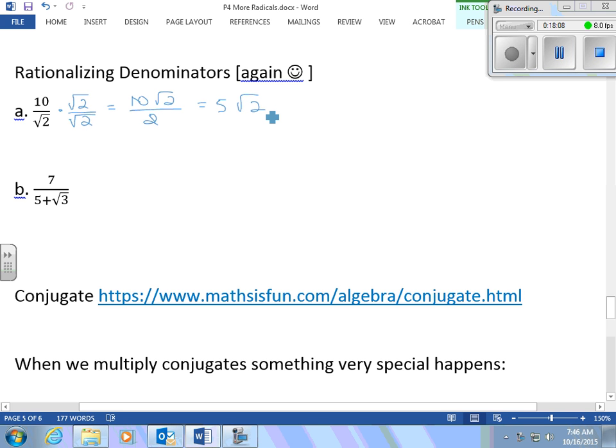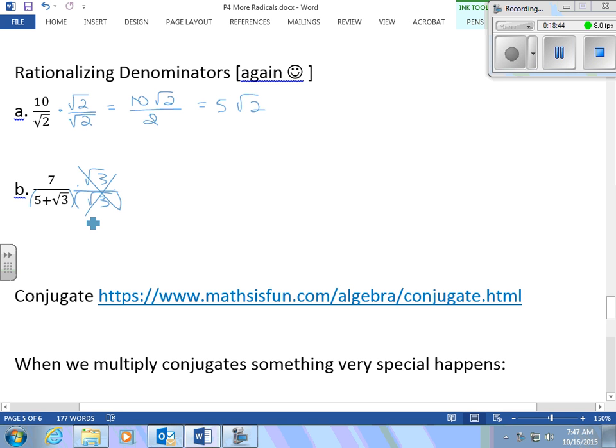What about this second one? B here. If I multiply top and bottom by the square root of 3, oops, let me just write that differently here. If I multiply by the square root of 3 in the numerator and the denominator, the numerator will be 7 root 3. That's fine. But really, I have to distribute that square root of 3 to both terms. So the square root of 3 times the square root of 3 will give me 3, but I'll still end up with a square root in the denominator because I'll have 5 root 3. So that does not work.